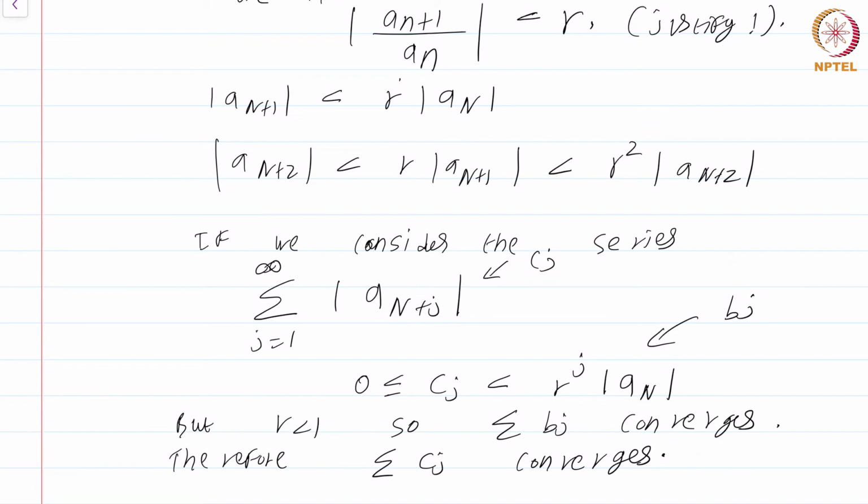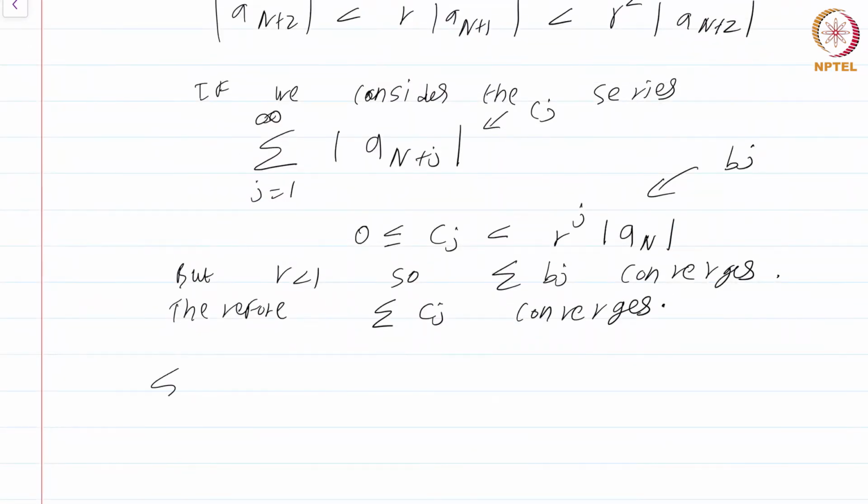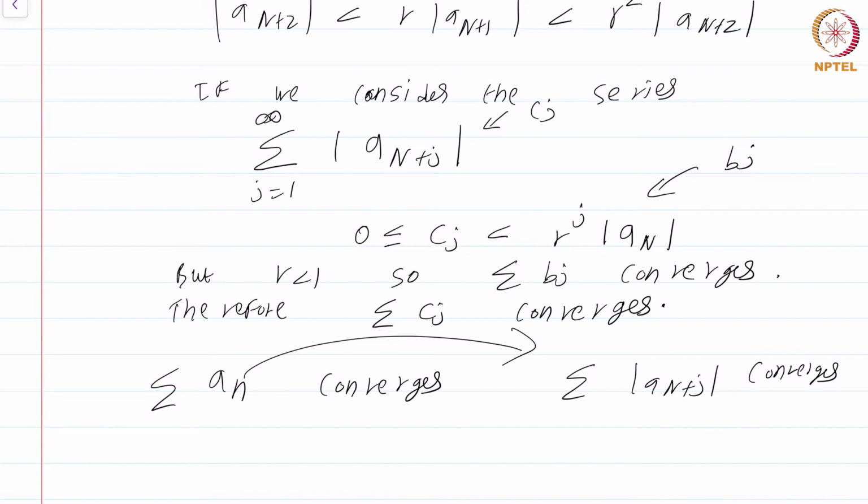How does this help us? Well, observe that our original goal was to show that summation an converges. Now what we have is that summation mod a_(n+j) converges. This is what we have. But these both are intimately related to each other in the following way.